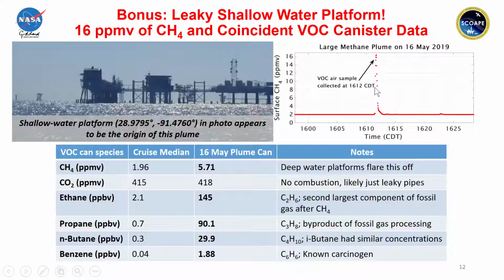A plume triggered an immediate opening of a whole air canister. And when we examined the contents of that canister, we learned something really amazing about the air that we had just been through. So let's look at the CO2 here, also in ppm. There's no signature of anything abnormal or different going on with release of carbon dioxide. The methane is elevated by about a factor of 2. And as I said, the deep water platforms wouldn't even be showing this.